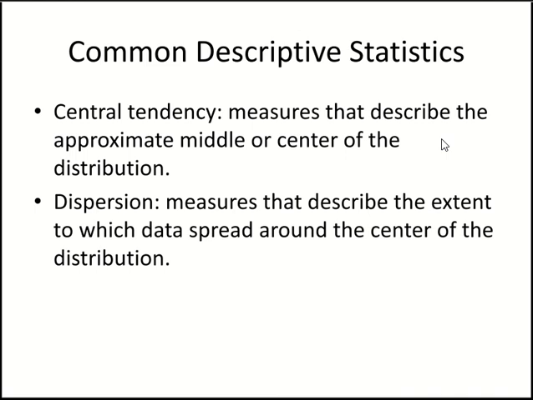Once we have the data, we can calculate two types of statistics with the data. One is called central tendency, the other is called dispersion. Central means the values in the center, and dispersion means variation. How much is the variation in the data? So central tendency means where is the center of the data, and dispersion means how much is the variation in the data.